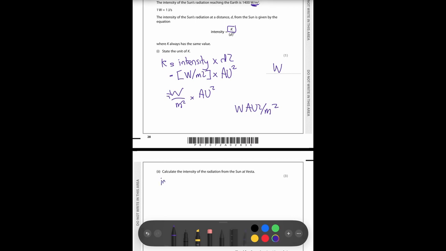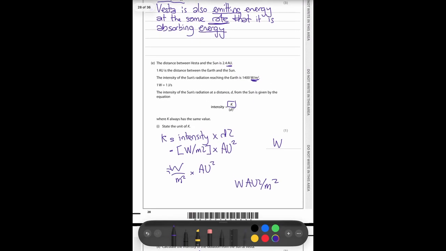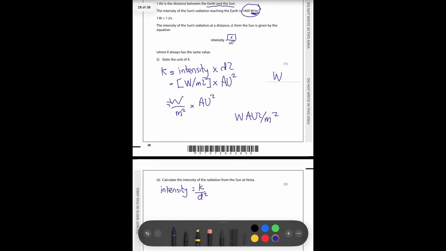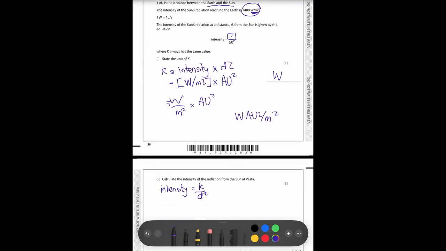Obviously I'm going to write the formula first. So intensity equals K over D squared. Have I got information about this thing over here? So it's giving me that the distance between Vesta and the sun is 2.4 AU. 1 AU is between the Earth and the sun, so I've got two different distances. The intensity of the sun's radiation reaching the Earth is this one over here, 1,400. And then I need to find out what's the intensity of the sun's radiation at Vesta.